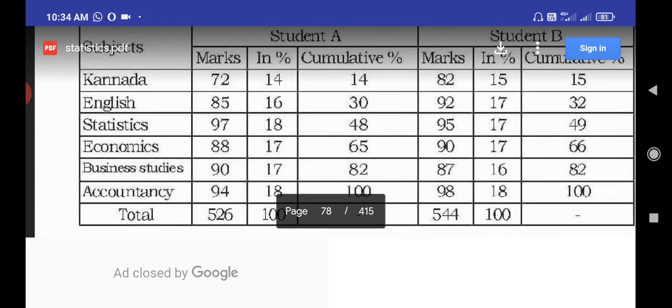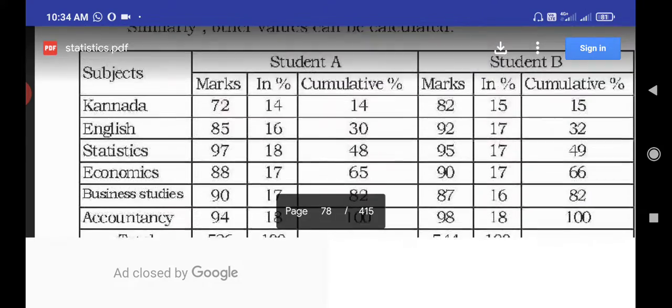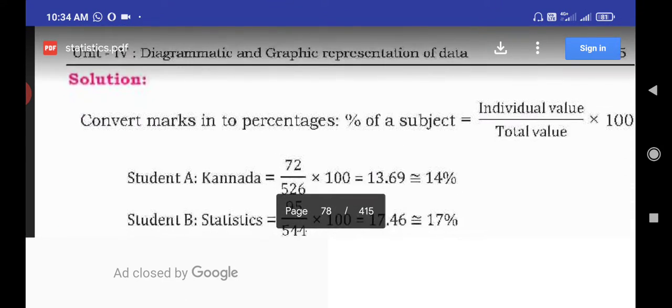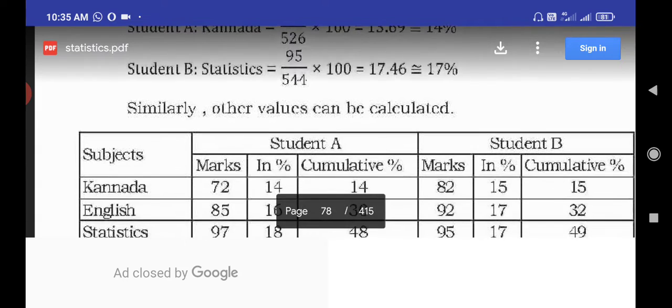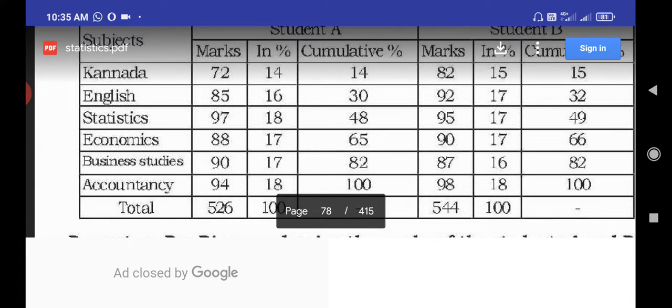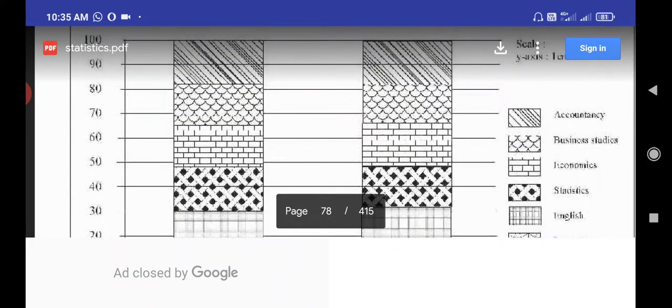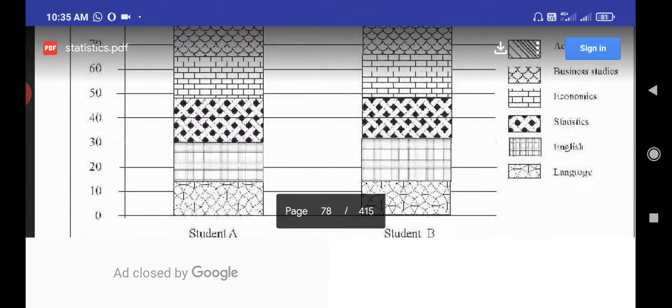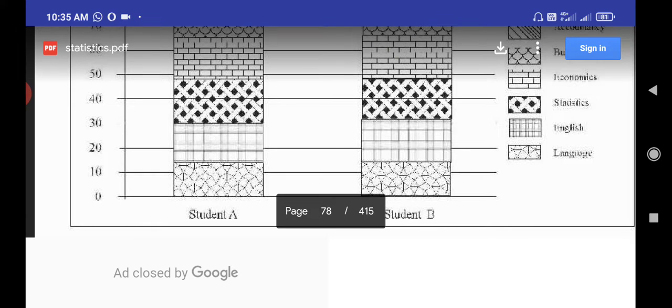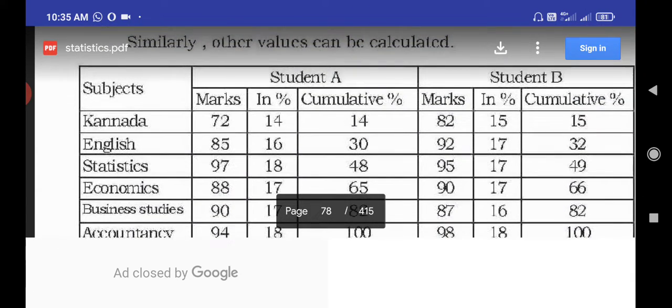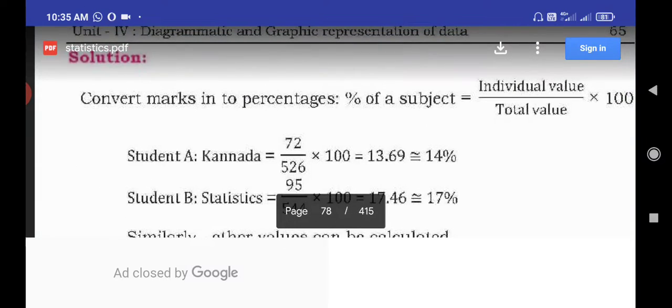We have to convert into a percentage. That data is called a percentage bar diagram. Individual data we have to convert into a percentage. The percentage data we have to represent in a bar diagram. Okay students, I think all understood the theoretical information. In the next video I am going to solve the problems. At that time we can easily understand how to solve the problems.